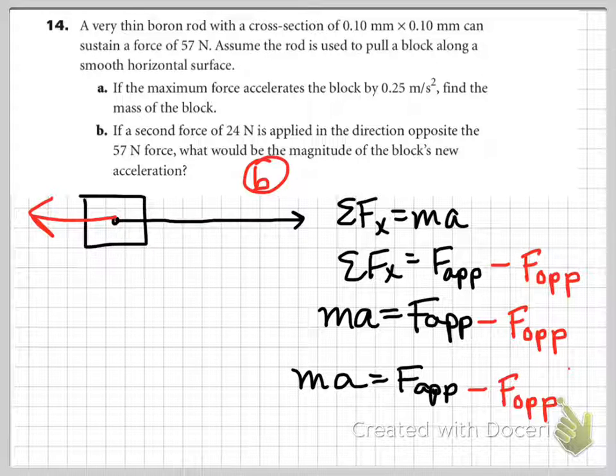So now, all we have to do to find the new acceleration, of course, is divide both sides by m. That wasn't so bad. Get going.